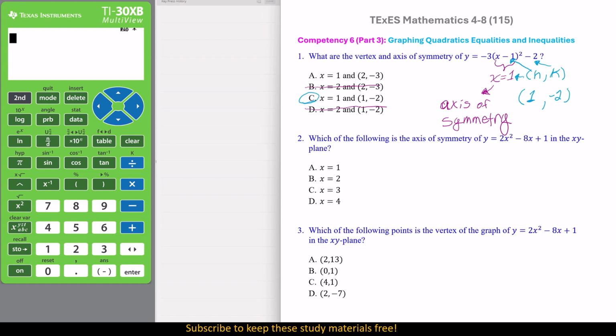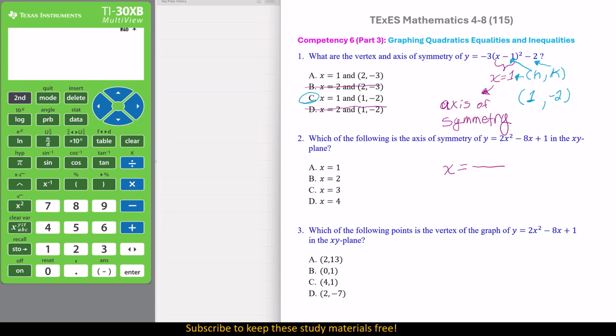Number 2. Which of the following is the axis of symmetry for y equals 2x squared minus 8x plus 1 in the xy plane? Well, you need to remember this for your axis of symmetry. Now, we can also look in our calculator to help us out. We need to check it, but we have x equals.